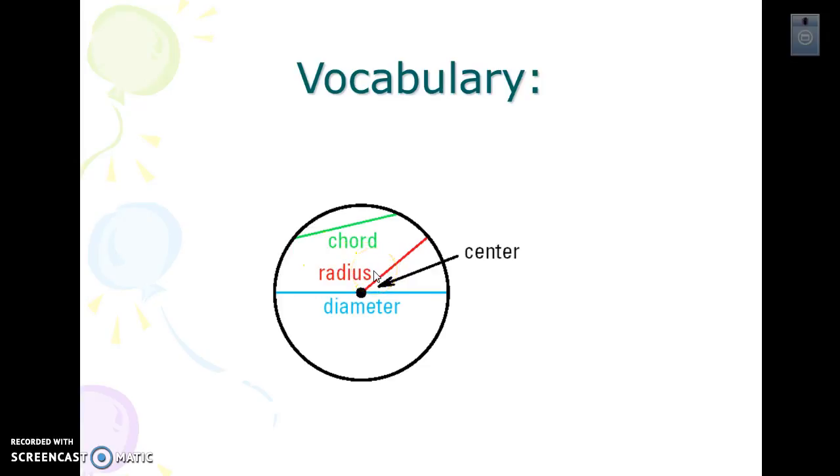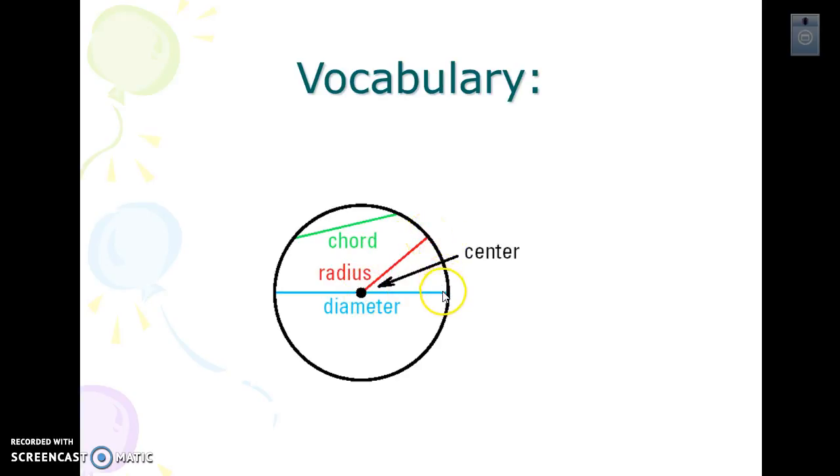This is something that we covered last week. A radius is a line segment that goes from the center of the circle to a point on the outside of the circle. So once again, a radius is a line segment that goes from the center of the circle to the outside of the circle.